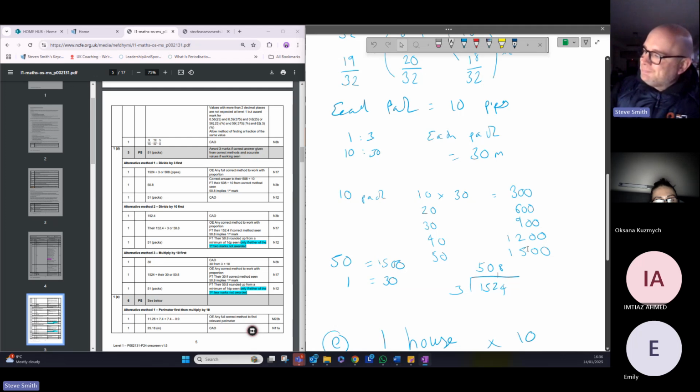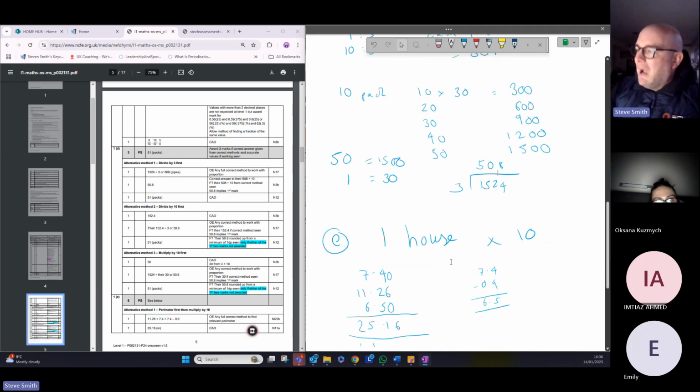And then they've said I need 508 pipes. They've said that 10 pipes come in a pack. So they've just said, right, I need 50 packs to get to 500. Need one more pack. So they've done it backwards. Still works. We've still got 51 packs of pipes.